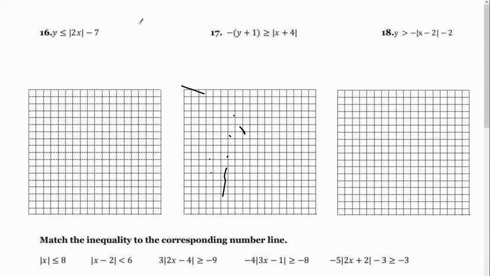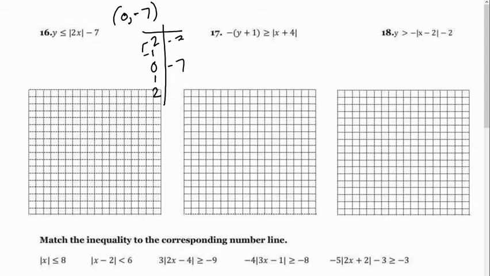Some more here. My vertex on this one will be 0, negative 7. Okay, I'm going to pick some points around it. Plug in negative 2, I get 4 minus 7 is negative 3. 2 minus 7 is negative 5. All right, so my vertex worked.